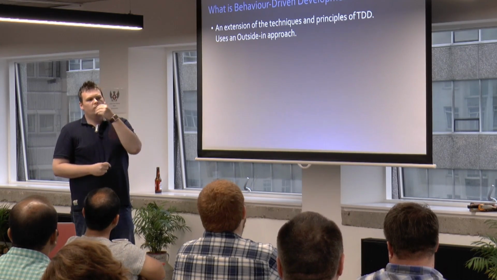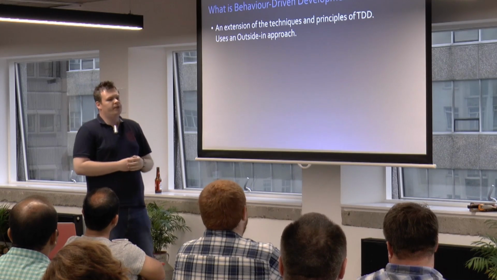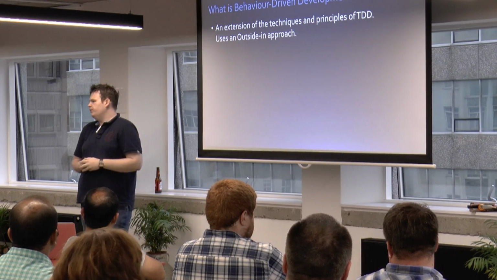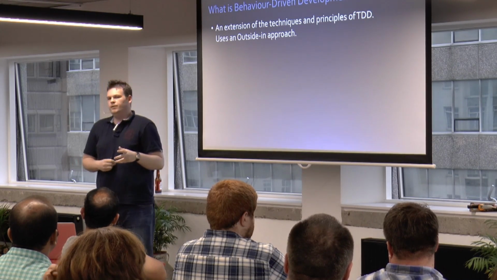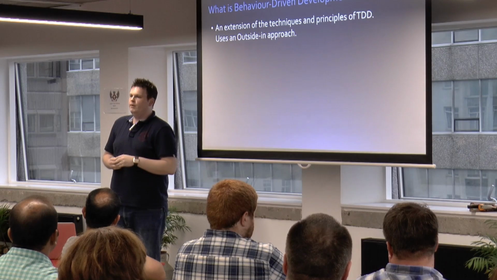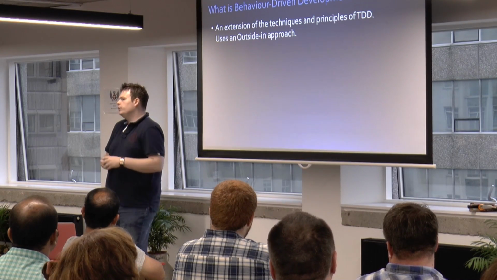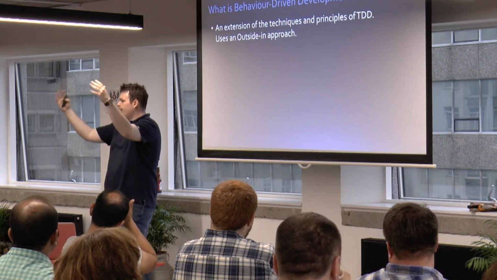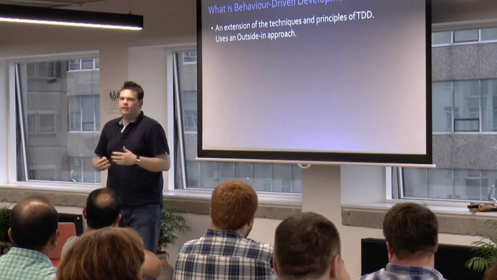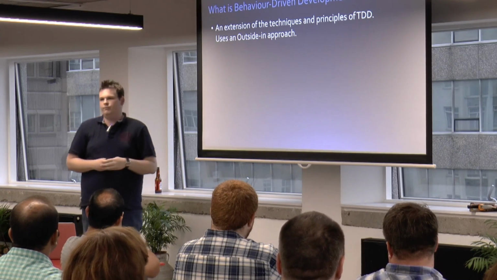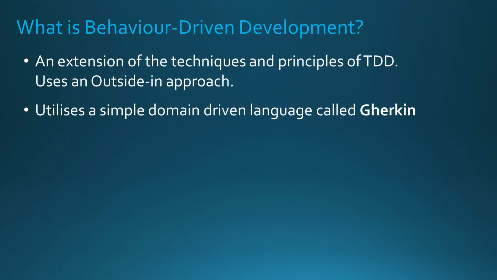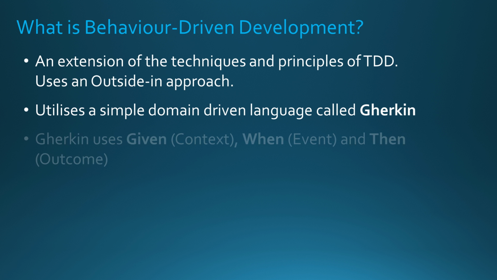So a developer will get a requirement and they often think, how am I going to implement this feature? Well, the difference with BDD is everything's written on the basis that you're describing the behavior of the application. So you're looking at the application from the user's perspective, from the outside in. Nothing from the requirements gathering phase is written in a technical manner. It utilizes a simple domain-driven language called Gherkin, which I'll describe a bit later and show some examples.